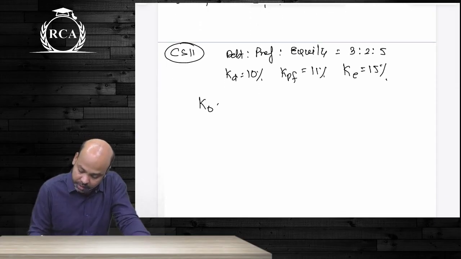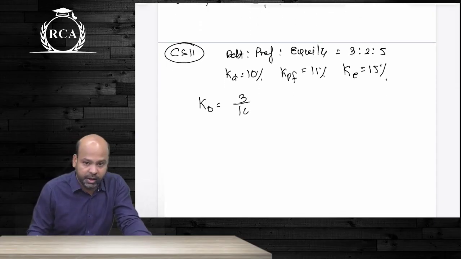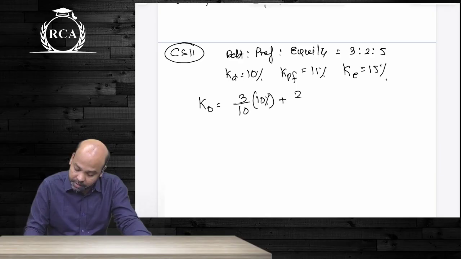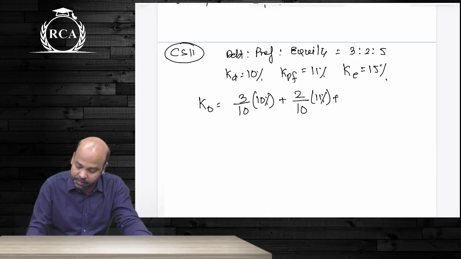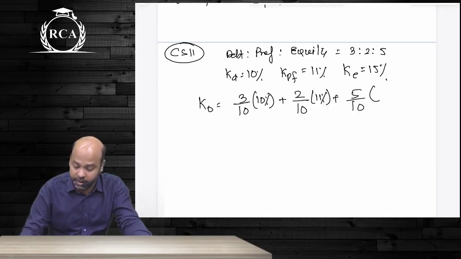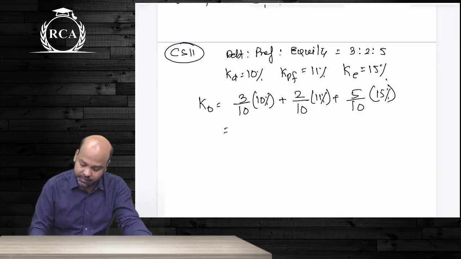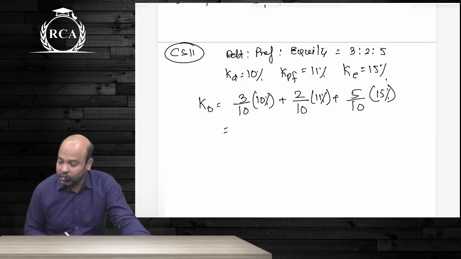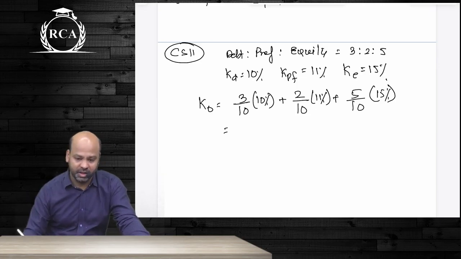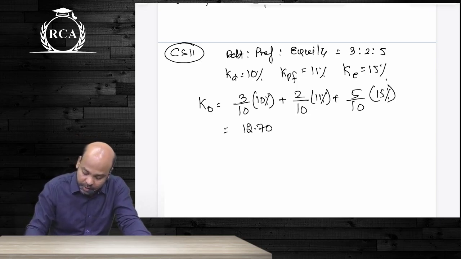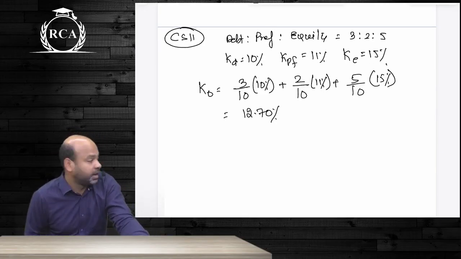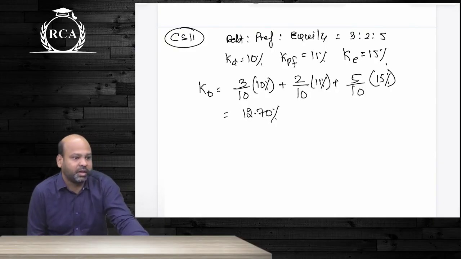What will be your Ko? It will be 3 divided by 10 multiplied by 10%, plus 2 divided by 10 into 11%, plus 5 divided by 10 multiplied by 15%. How much is this? 12.7%. That's the answer to the first bit. Ko is equal to 12.7%. Are we all clear about this? Yes or no?